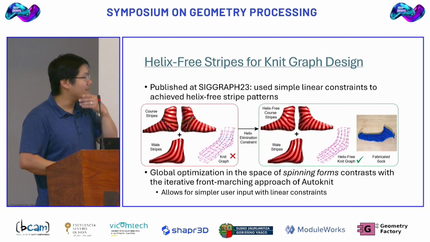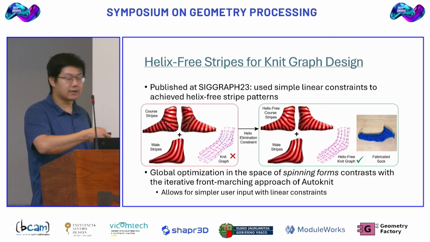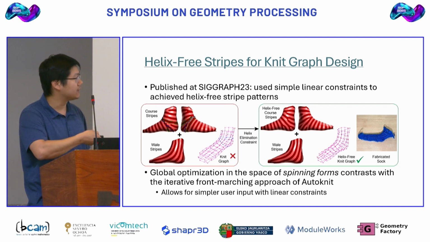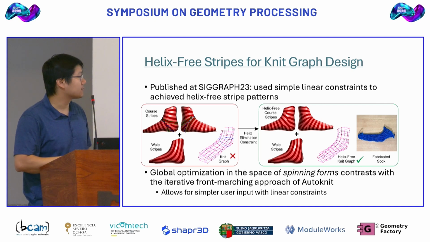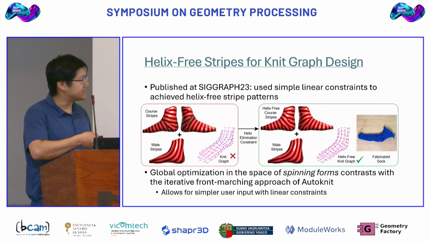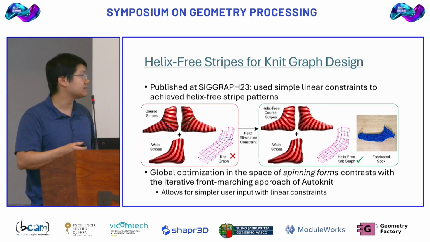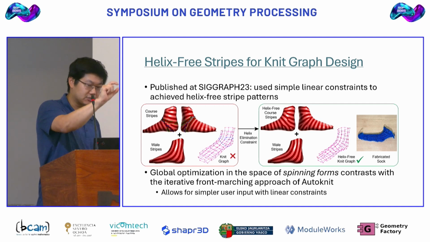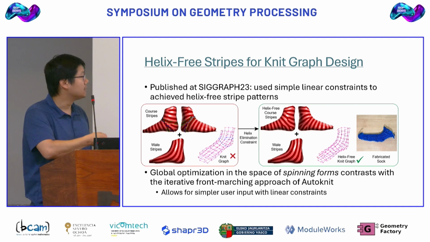And maybe the last high-level thing I'll say about this is that the first work that attempted this sort of geometric shaping is, of course, the seminal AutoKnit work. And they take this iterative front-marching approach that makes it more challenging to incorporate user input into the process. The best you can do is use some of those individual stitch mesh level editing operations that you saw Ben bring up briefly. So we take more of a global optimization approach.